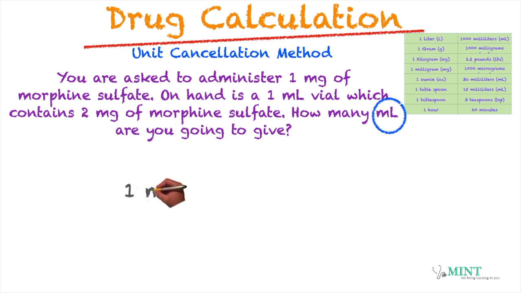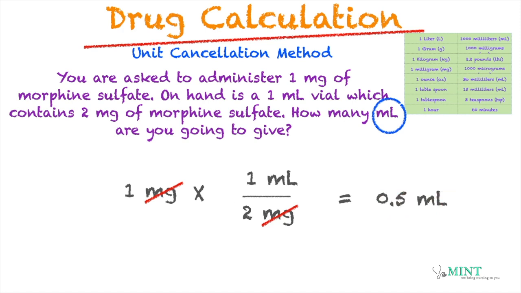So the order is 1 milligram times the other given, which is for every ml, it contains 2 milligrams of morphine. So we can write that down as 2 milligrams is equal to 1 ml. Now, using the unit cancellation method, we can cancel out milligram and milligram here. Let's do the math. 1 times 1 divided by 2, that will give us 0.5 ml.